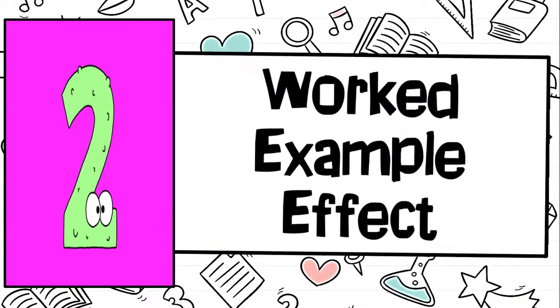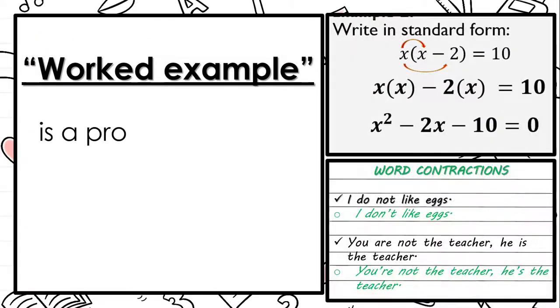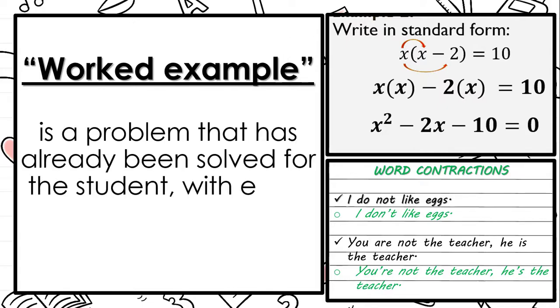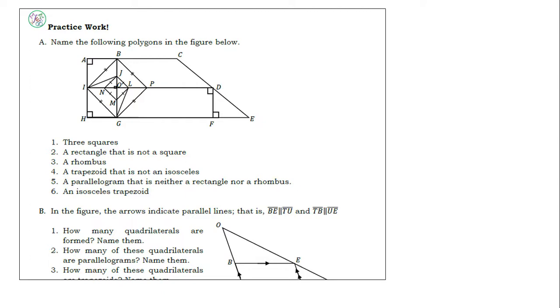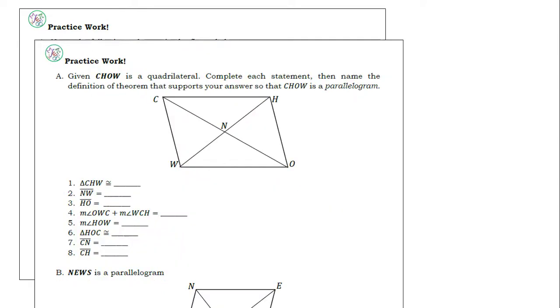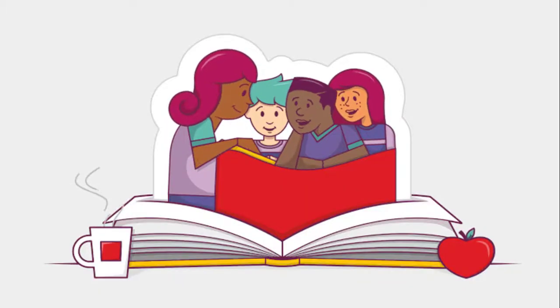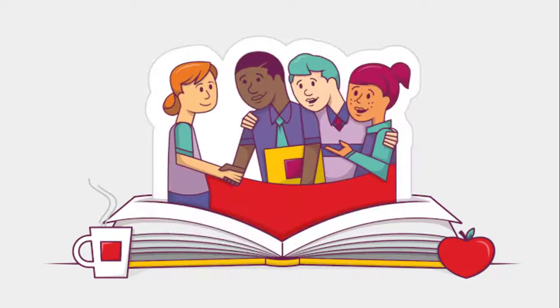Number 2, the worked example effect. What is a worked example? A worked example is a problem that has already been solved for the student with every step fully explained and clearly shown. Research consistently demonstrates that students who are given lots of worked examples learn new content more effectively than students who are required to solve the same problem themselves.